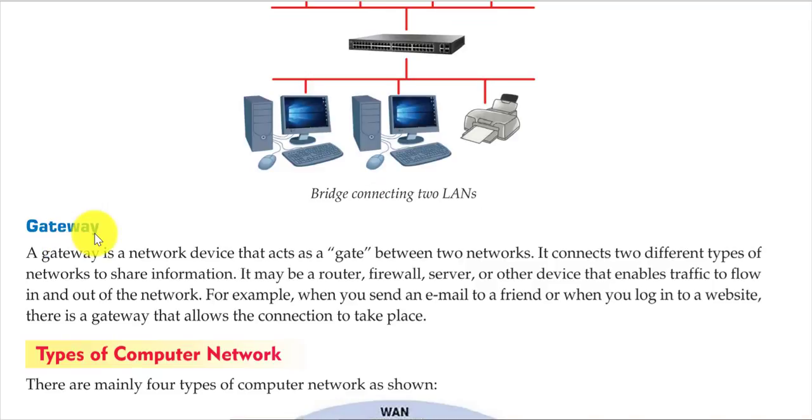And gateway. A gateway acts as a gate between two networks. It connects two different types of networks to share information. For example, when you send an email to a friend or when you log into a website, there is a gateway that allows the connection to take place.